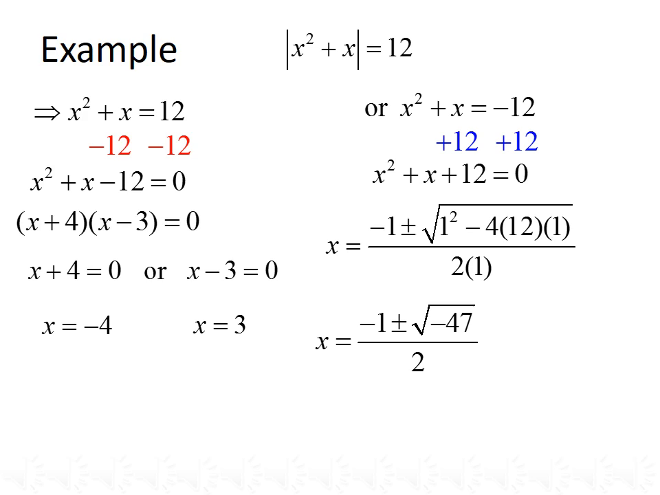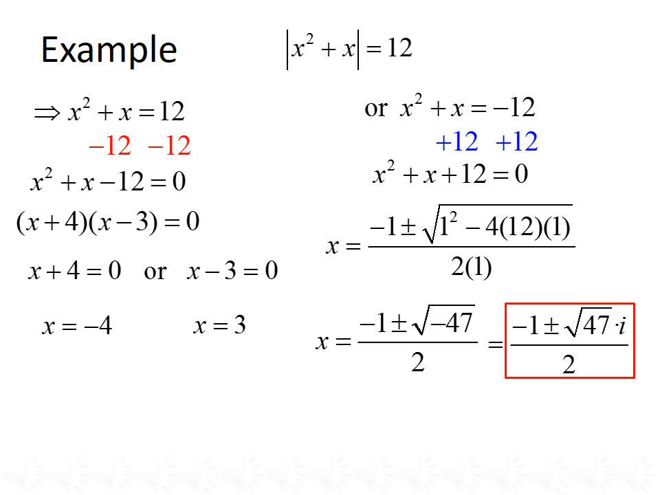If we simplify, that's going to give us negative 1 plus or minus the square root of negative 47 over 2, which we can rewrite as negative 1 plus or minus the square root of 47 times i, all over 2. So our solution is x equals negative 4, x equals 3, or x equals negative 1 plus or minus root 47 i all over 2.